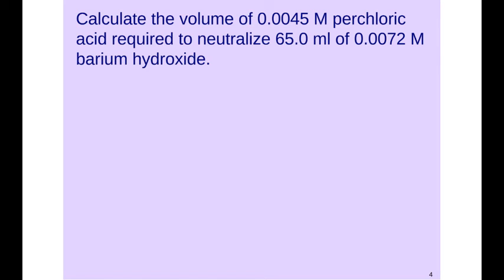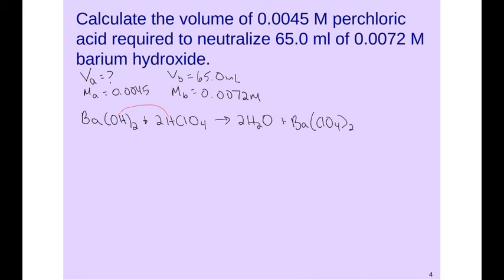Before I begin, I need to write my balanced chemical equation. So when we write this neutralization reaction, we have barium hydroxide, we have perchloric acid. The perchloric acid gives its proton to the hydroxide, and we end up with water and our barium perchlorate.